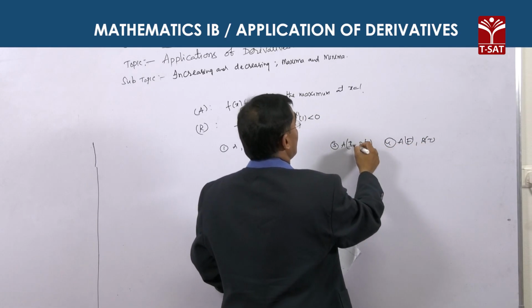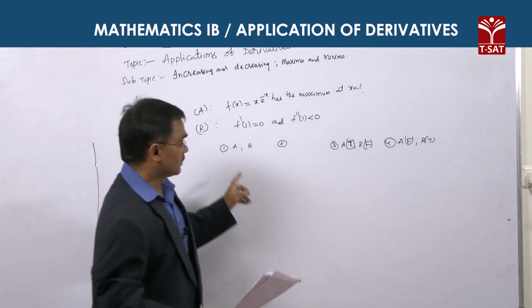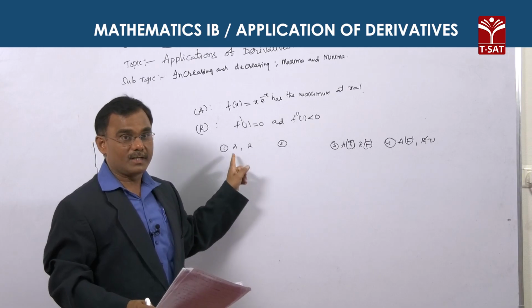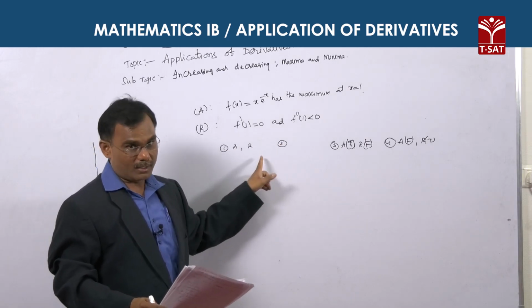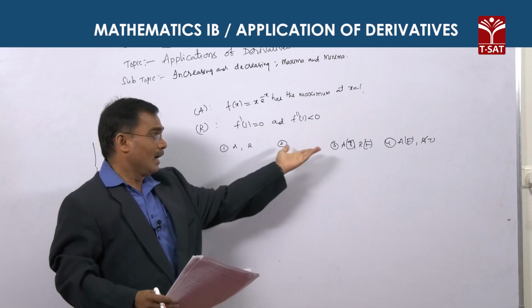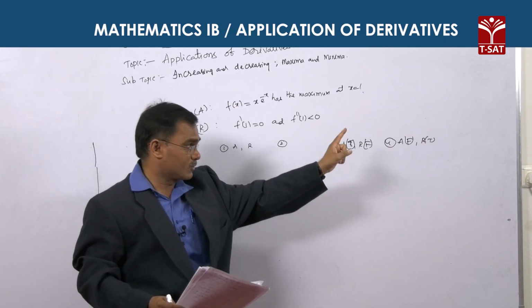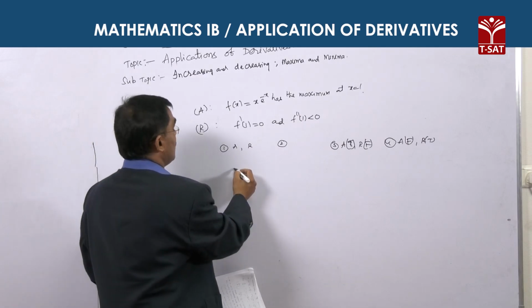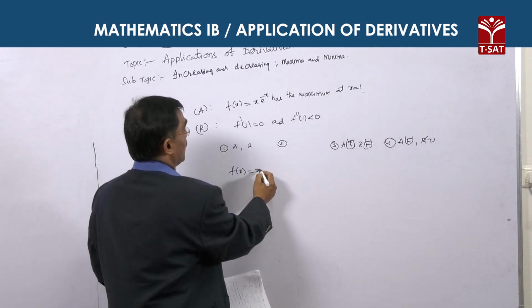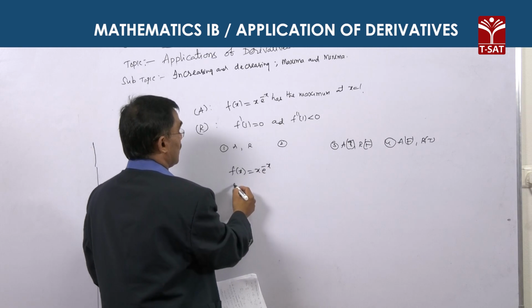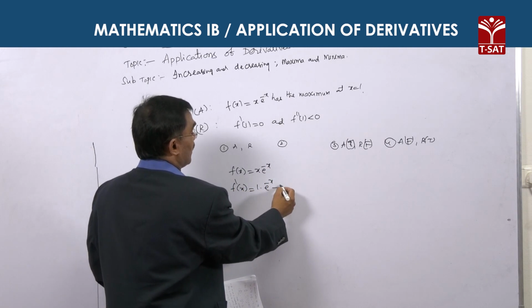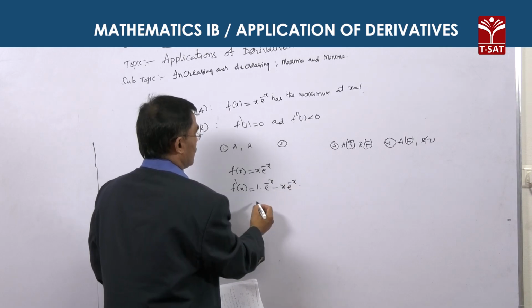Right. So which option is correct? Statement 1: A is true, R is true, R is the correct reason for A; second, A true, R true, R is not the correct reason for A; third, A true, R false; and A false, R true. Right. The given function is f of x equal to x into e power minus x. First find the first derivative: 1 into e power minus x minus x into e power minus x. Right.